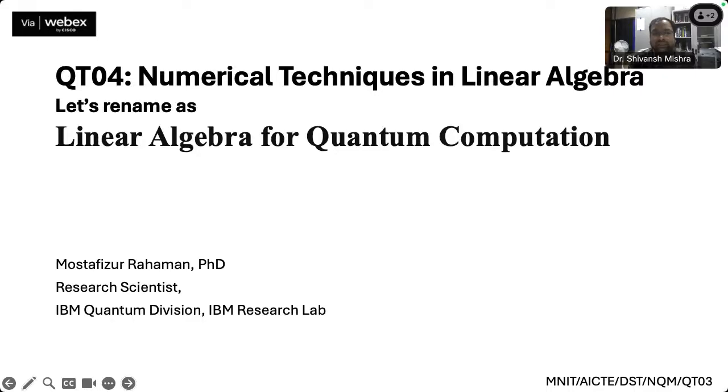Mustafur Rahman. He is currently a research scientist at IBM Quantum, and has received his PhD from IIT Kharagpur in 2023. His PhD is on the topic of quantum signal processing and optimization. So we have an expert here who, in his initial research area only, has taken quantum as a domain. So I welcome Dr. Rahman. Sir, we can start.